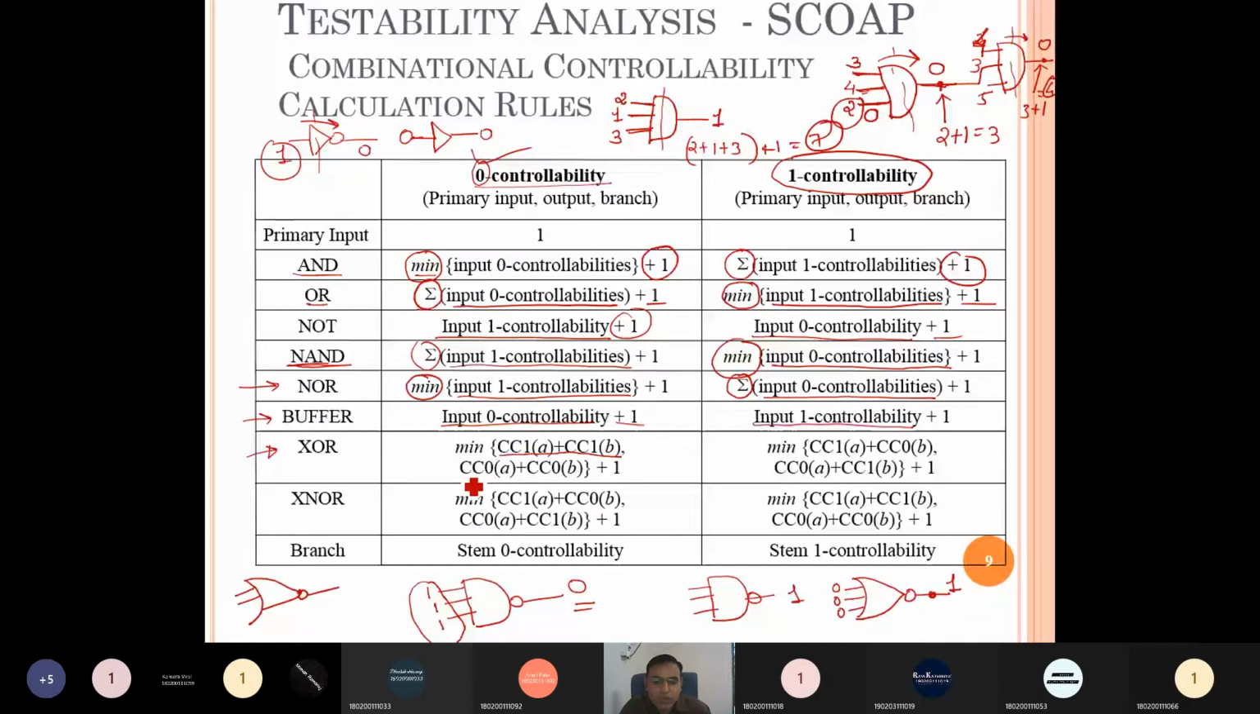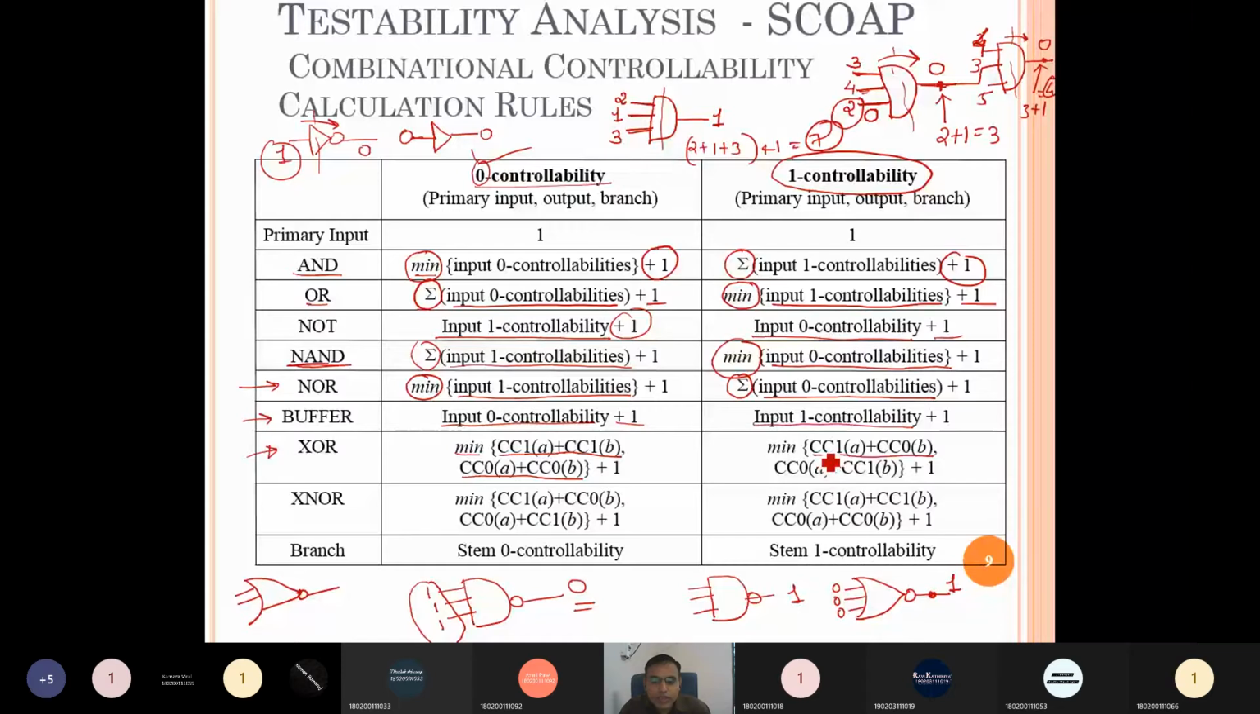In both conditions, we get the output of XOR equal to 0, right? So we have to take the minimum of these two summations: CC1A plus CC1B, or CC0A plus CC0B, whichever is minimum, to calculate the zero controllability for the XOR gate. Okay. Now the XOR gate output is equal to 1 whenever one input is 1 and the other input is 0.